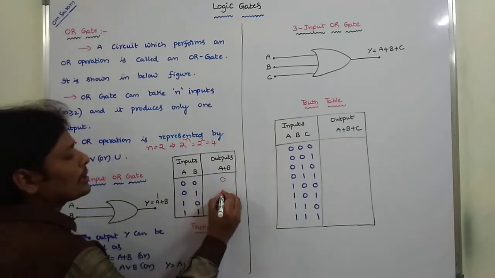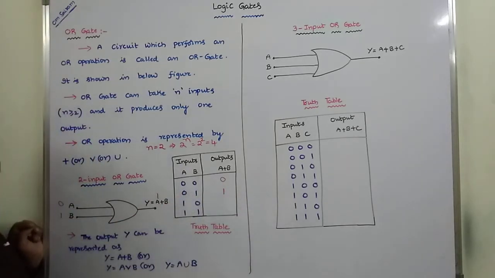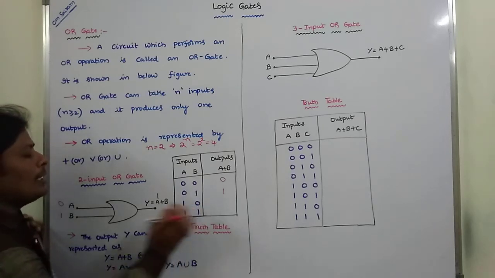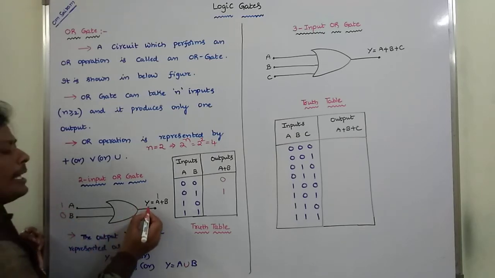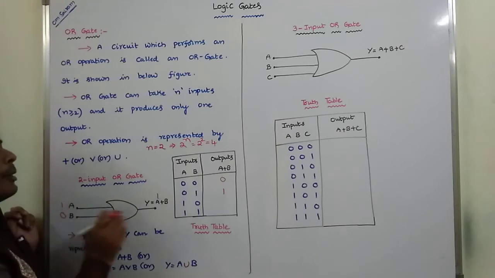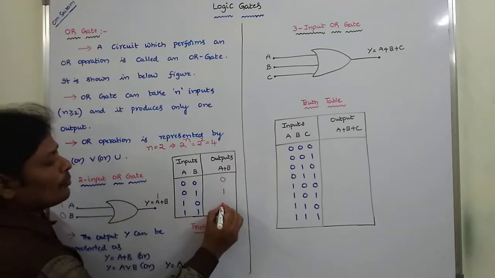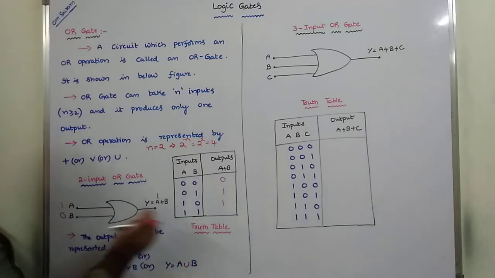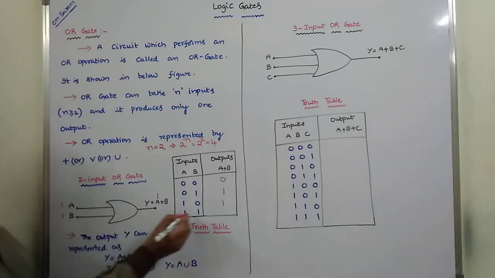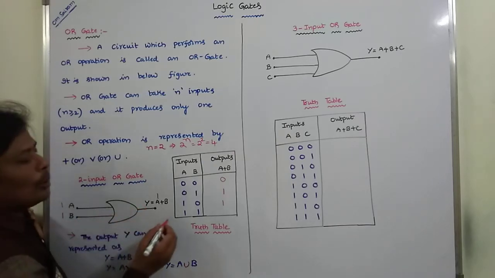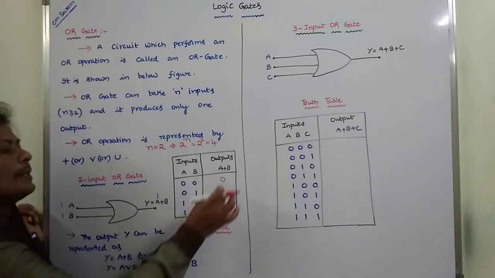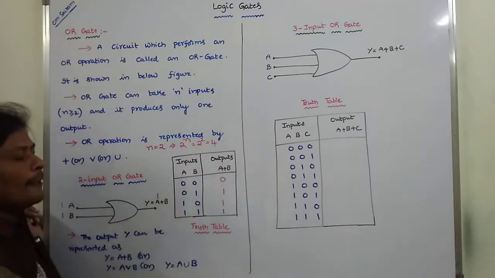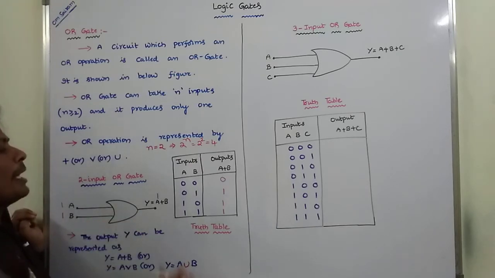So when 0, 1 inputs are applied, the output of the OR gate is equal to 1. Next inputs are 1, 0. A value is 1 and B value is 0. Y is equal to A plus B, 1 plus 0 is equal to 1. The output Y is equal to 1. Next possibility, A value 1 and B value 1. Then Y is equal to 1 plus 1, which is also 1. So these are the outputs of the 2 input OR gate when we apply the 4 possible 2 inputs.